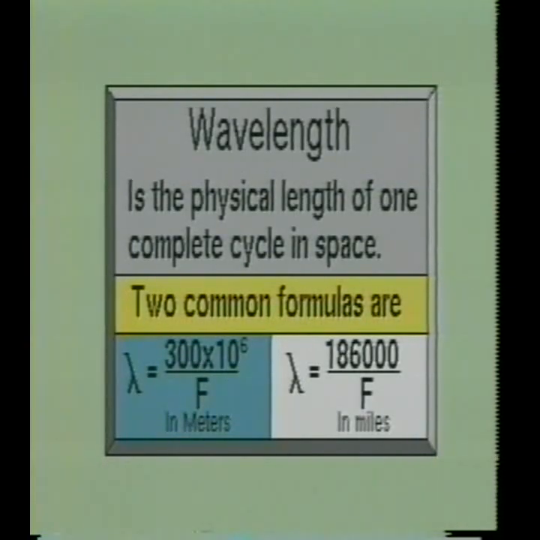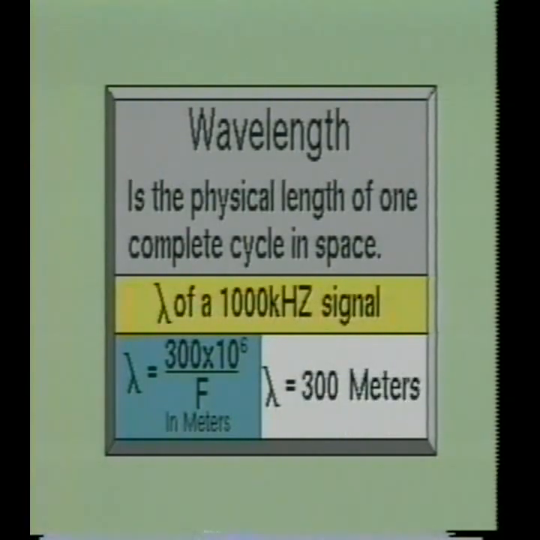The symbol for wavelength is the Greek letter lambda. For example, suppose we wish to find the wavelength of a radio station which operates on a carrier frequency of 1,000 kilohertz. Using the formula wavelength equals 300 times 10 to the 6th power divided by the frequency, we learn the actual length of one cycle in space of this radio wave is 300 meters long.